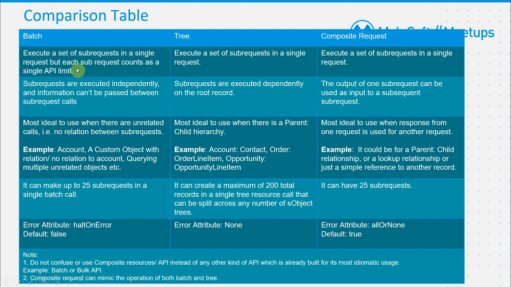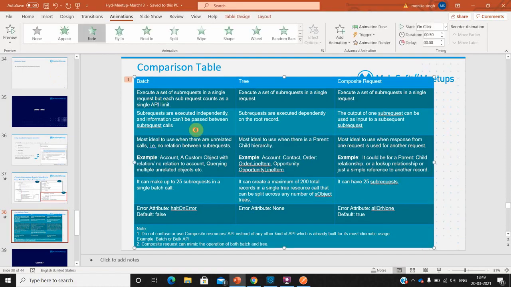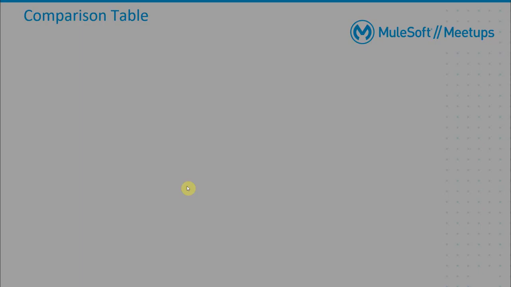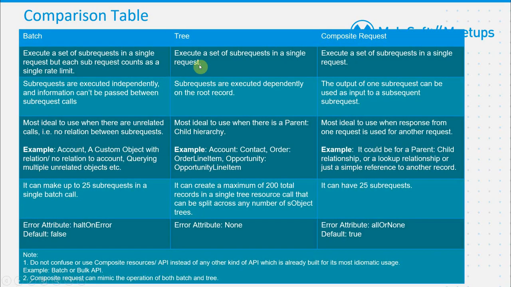And point number one says it executes a set of sub requests in a single request, but each sub request counts as a single API limit. I'm sorry, this is not API limit, this is rate limit, right? As we explained, this is not API limit, this is your rate limit. And even for the tree and composite request, however many sub requests you have in a single request, it will count as a single API call itself.